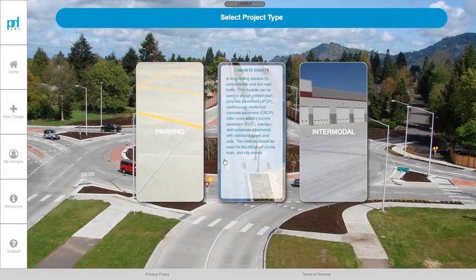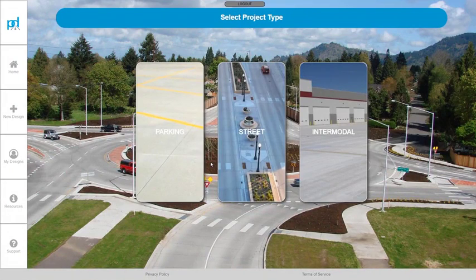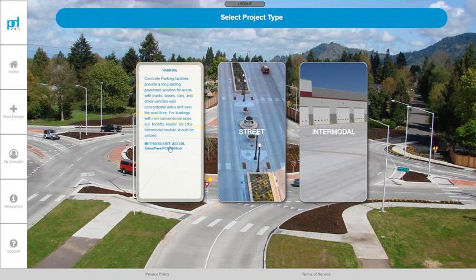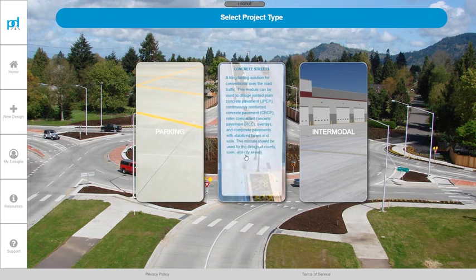So we start designing, and again, we have to select our project type. We already went through the parking lots. Now let's go through streets and local roads. Here you can see in our flip tile that we can design for jointed plain concrete pavements, which is what I'm looking for. You can also do overlays, RCC, CRC, or composite pavements as well.